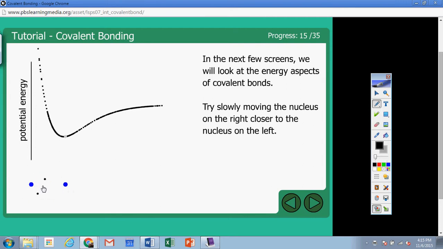If I keep squeezing them together, notice what happens to the potential energy. It spikes way up. Again, we have some proton-proton repulsion there when I get that really close. So we see it spike way up. And then the natural bond distance is that lower part in the potential energy, right? That natural bond distance, the lowest part of the energy. So the bond is actually formed as I bring them closer, and it releases energy.